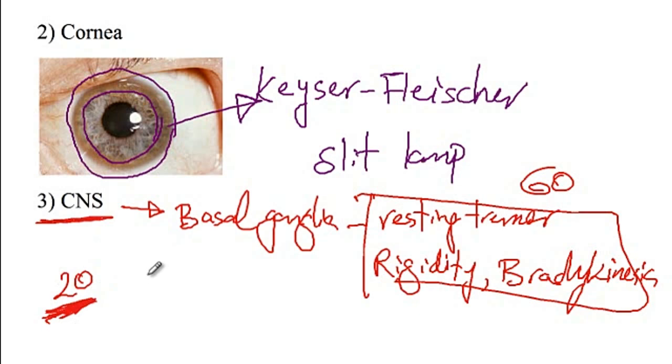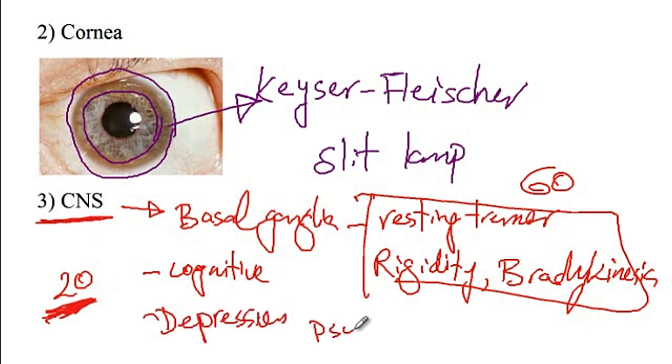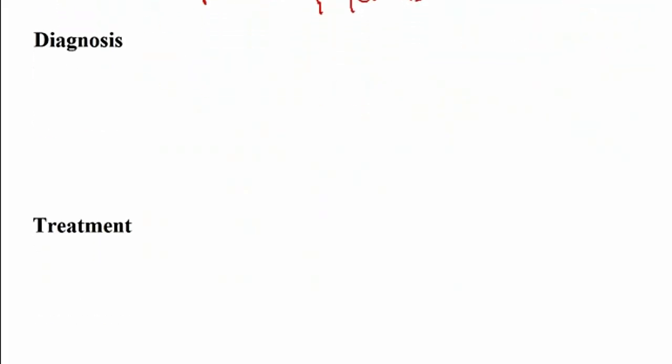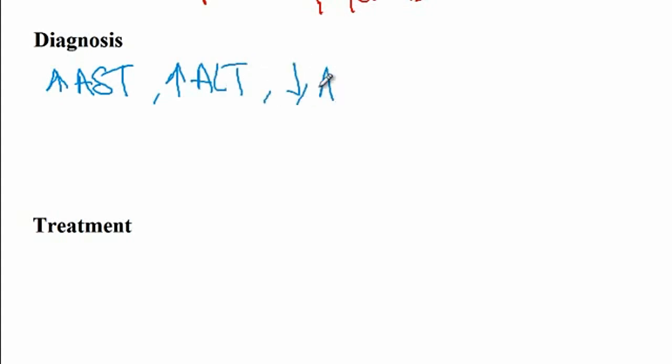And then other features of Wilson's disease include cognitive impairment, depression, personality change, as well as psychosis. Now for the diagnosis of Wilson's disease, since there has been liver damage, you can check the labs for elevated aminotransferases like AST and elevated ALT. There would be decreased production of albumin from the liver. There are also decreased coagulation factors.